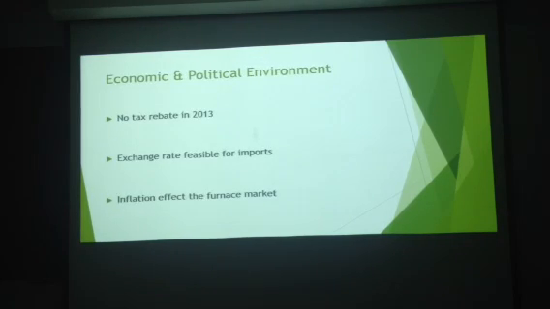If we consider the economic and political environment, first we consider the tax rebate. The company received the tax rebate in 2012, but not in 2013, because this may happen due to government regulation changes. Second thing, if we consider the exchange rate, the Canadian dollar value is very high compared to the American dollar, so it is very good for importing components from America, and this is very beneficial for the company.